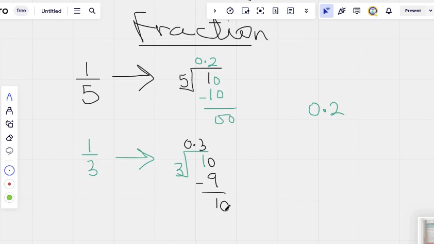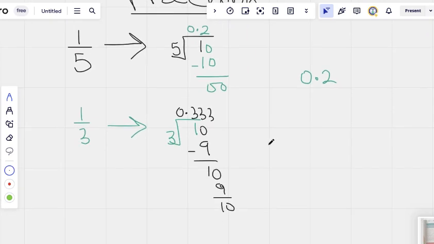Henceforth, you keep adding 0. You say 10 divided by 3, you get another 3. 3 times 3 is 9. If you subtract, you get 1, and you add 0, it becomes 10. 10 divided by 3, you get 3. You keep having the same thing, swinging back and forth. You have 0.33333 continuously, so it's a recurring decimal.